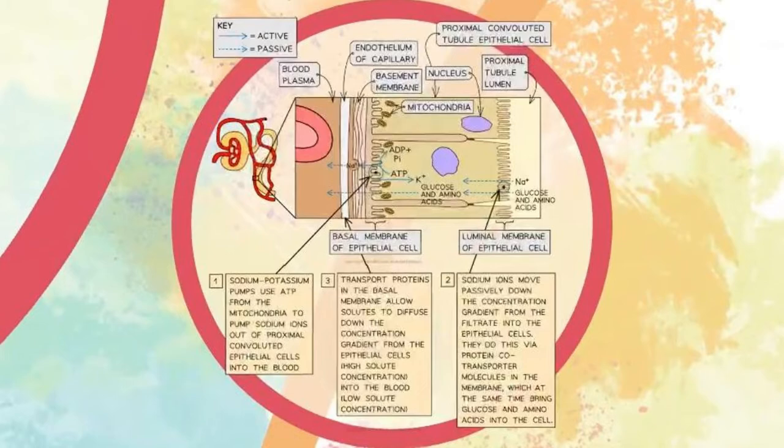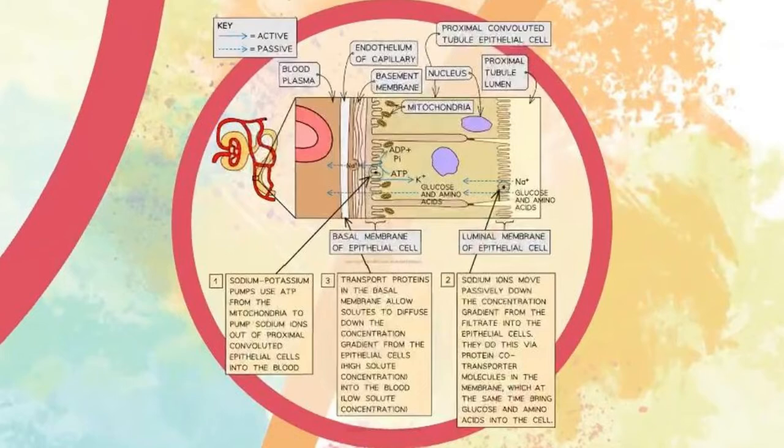And the movement of all these solutes from the proximal convoluted tubule into the capillary decreases the water potential of the blood in the capillaries and increases the water potential of the filtrate. This creates a steep water potential gradient and causes water to move into the blood by osmosis. And finally, a significant amount of urea is also reabsorbed. The concentration of urea in the filtrate is higher than in the capillaries, causing urea to diffuse from the filtrate back into the blood.